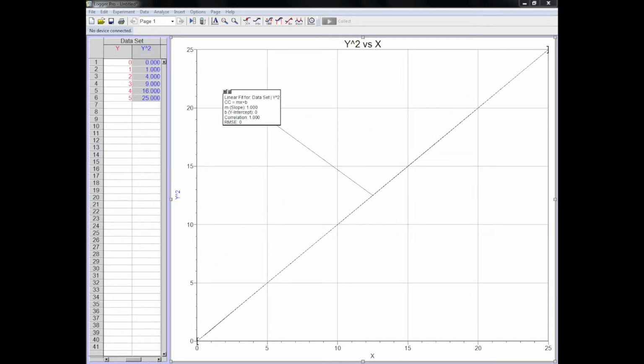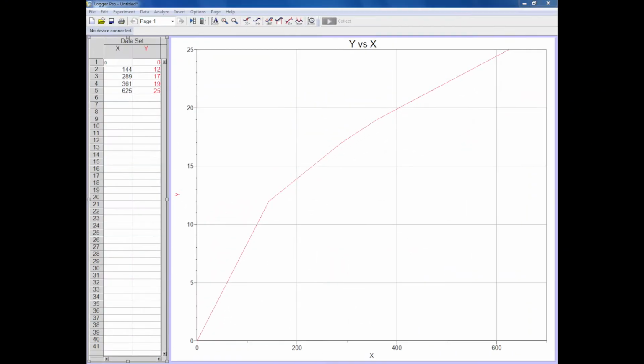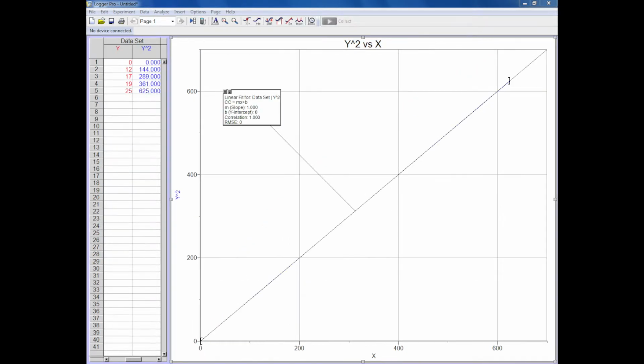Once your graph seems to be linearized, remember to put a best fit line on it and look for the 0.98 correlation. So to linearize an x is proportional to y squared graph, what would you need to do? This is what your graph should look like.